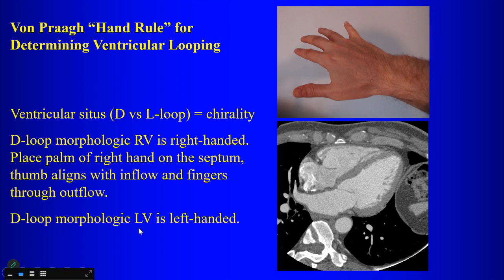The D-loop left ventricle is left-handed. You can't take your right hand and put the palm on the septum of that left ventricle to get the thumb to align with the inflow and the fingers with the outflow. The only way you can do it is with your left hand. See? So it's one way to figure out a D-loop heart.